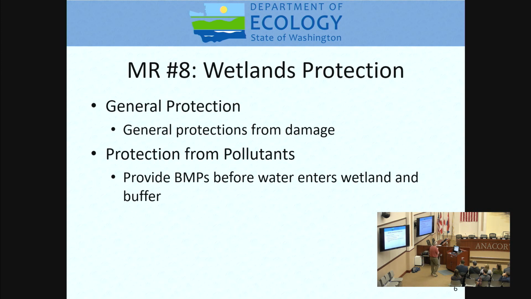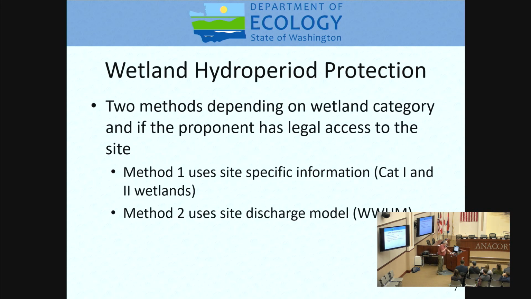Then the third level is the more complex level, and that's the hydroperiod protection. The hydroperiod protection we're asking for is maintaining the existing hydroperiod, not the pre-developed hydroperiod like you have to use for flow control, minimum requirement number 7. We're asking you to deal with the existing hydroperiod.